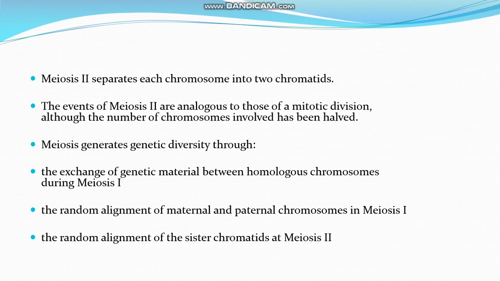The events of meiosis 2 are analogous to those of mitotic divisions, although the number of chromosomes involved has been halved. Meiosis generates genetic diversity through the exchange of genetic material between homologous chromosomes during meiosis 1, the random alignment of maternal and paternal chromosomes in meiosis 1, and the random alignment of the sister chromatids at meiosis 2.